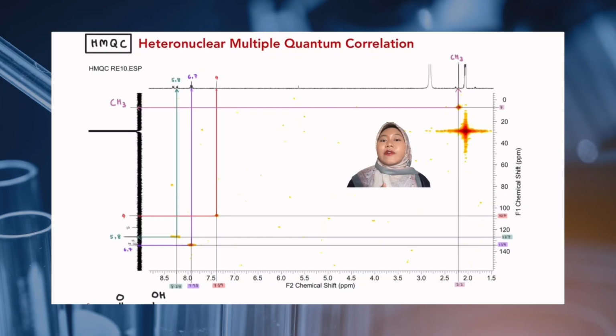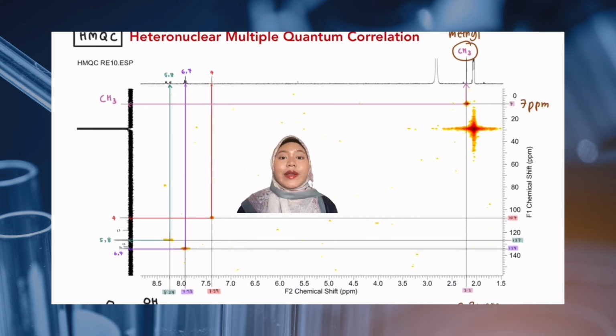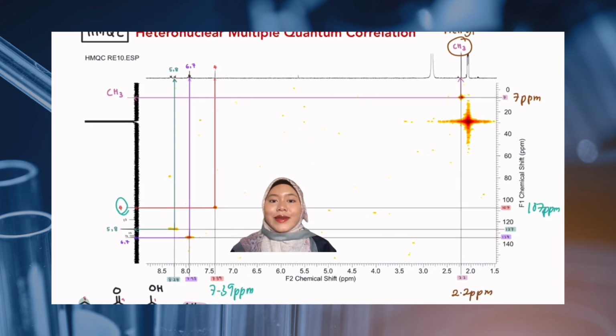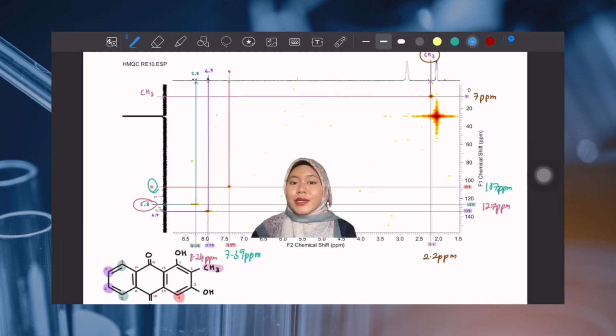So fragmentation peaks provide insight into the structural components of Rubiadin, which helps to elucidate its fragmentation patterns during ionization. Based on our previous explanation about heteronuclear multiple quantum correlation, we can say that it's the structure of CH3 because the F1 chemical shift records 17 parts per million, meanwhile the F2 chemical shift records 2.2 parts per million. Next, we can say that it's carbon number 4 because the F1 chemical shift records 107 parts per million and the F2 chemical shift records 7.39 parts per million. And we can say that it's carbon 5 and 8 because the F1 chemical shift records 127 parts per million and the F2 chemical shift records 8.24 parts per million. And lastly, we can say that it's carbon number 6 and 7 because they have very close spectra in the chemical shift. The F1 chemical shift records 134 parts per million and the F2 chemical shift records 7.93 parts per million.